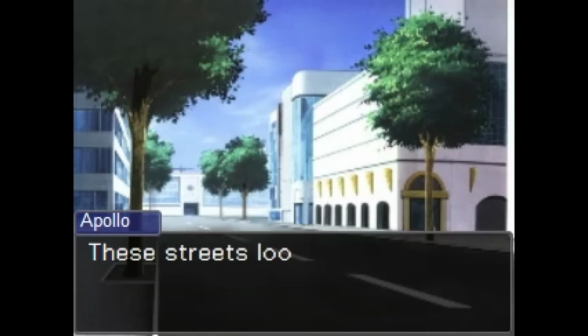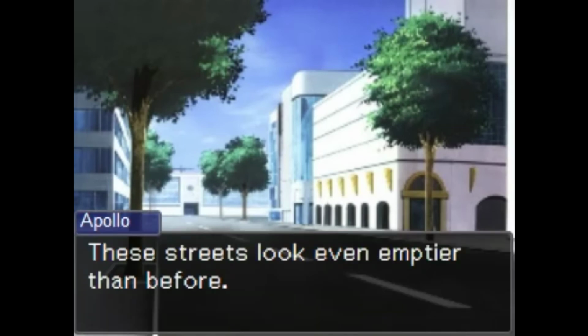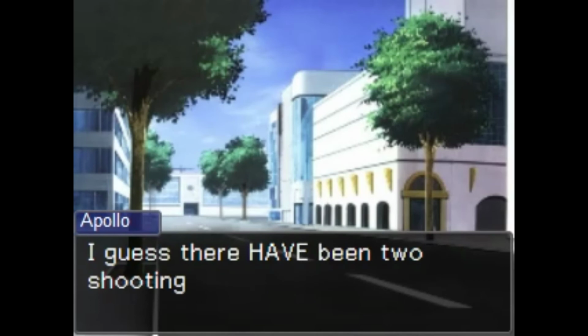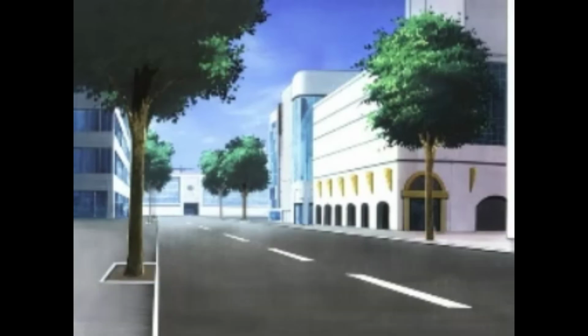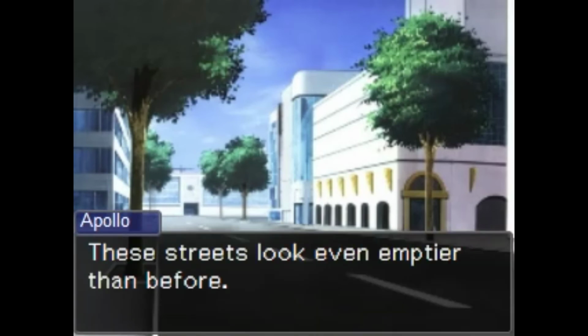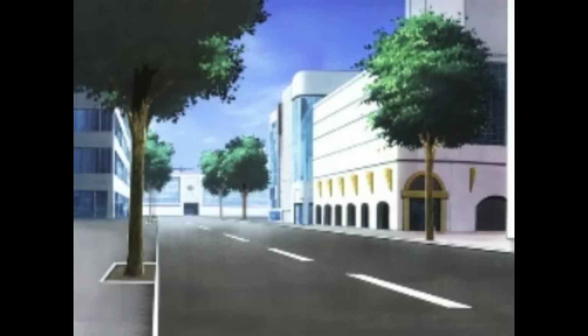Not here. His streets look even emptier than before. Guess there have been two shootings here now. If this kind of thing continues, property value might plummet. And we don't want that.